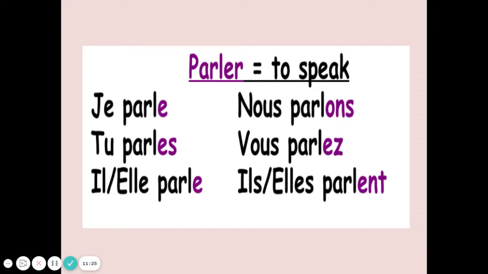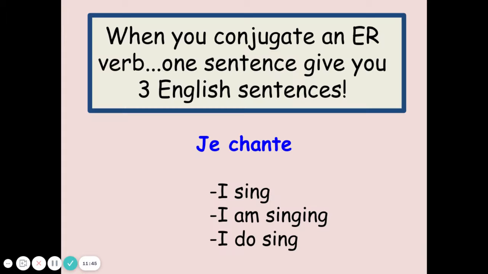So let's look at what happens. If you're going to conjugate a verb, you have parler, to speak. You have je parle, tu parles, il, elle parle, I speak, you speak, he, she speaks. Nous parlons, vous parlez, ils parlent, elles parlent. So you took off the ER, you added your endings, E, ES, E, ONS, EZ, ENT.